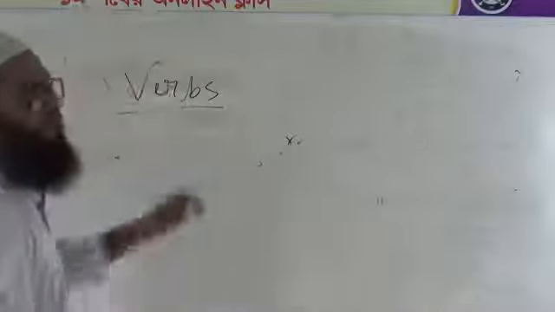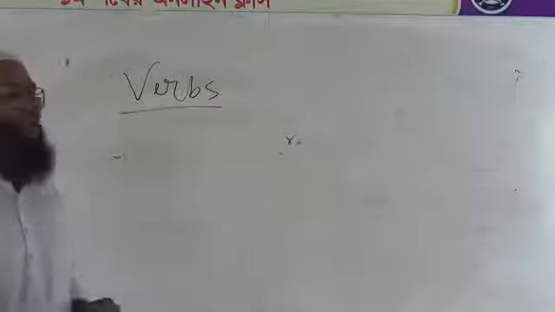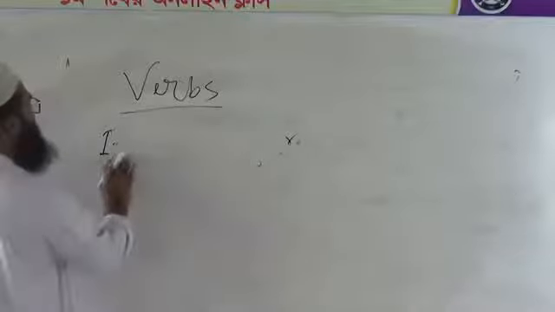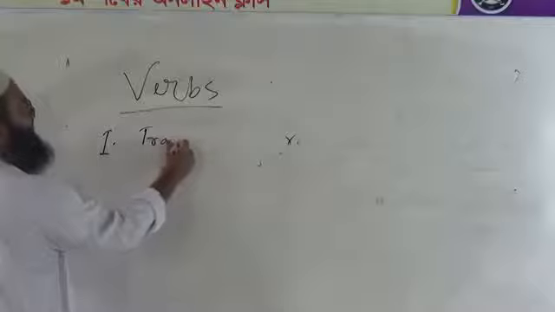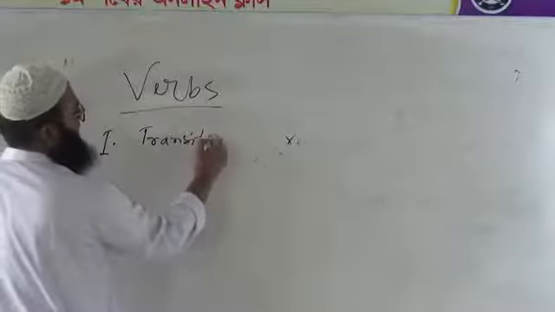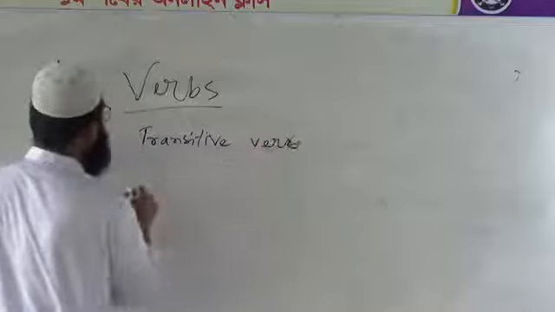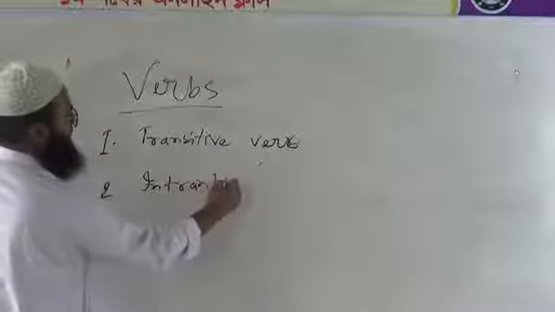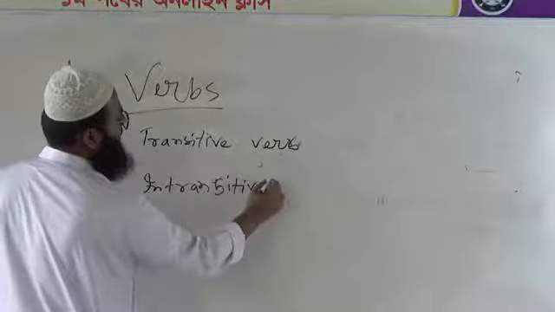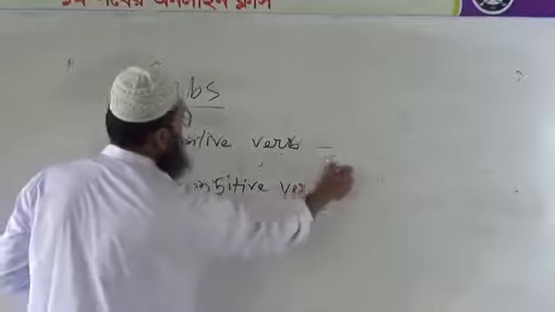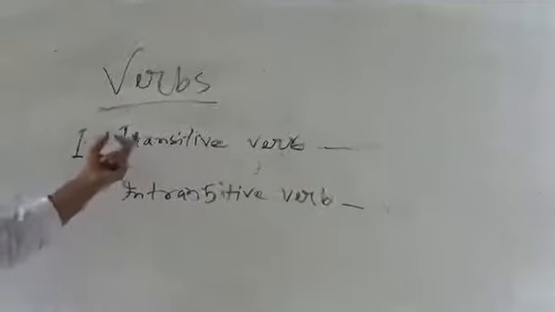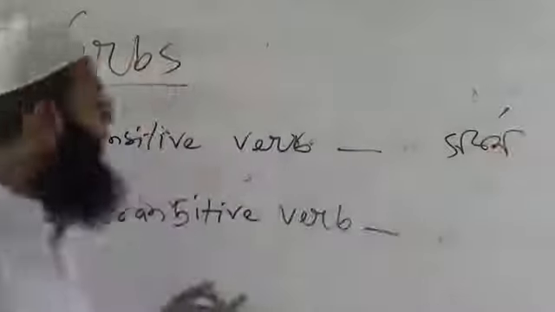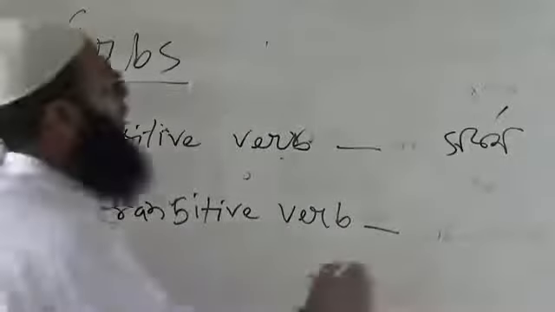Then, why should we learn subject and objects? In verbs, there are two types, like transitive verb and intransitive verb. Transitive verb and intransitive verb. If I like to say in Bengali, transitive means sha-karma. Sha-karma. Intransitive means a-karma.